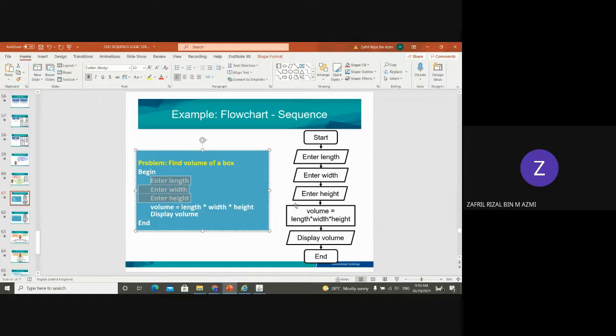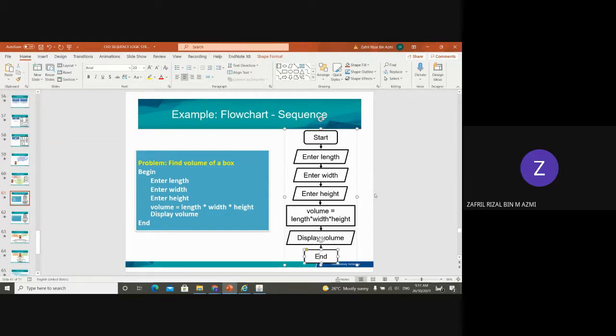So this is calculation, using a rectangle. Or if you have initialization, for example, length equal to 10, width equal to 100, that is initialization, not input. You must use this symbol as well. And finally, for the output, also a parallelogram, but the keyword represents the output process.